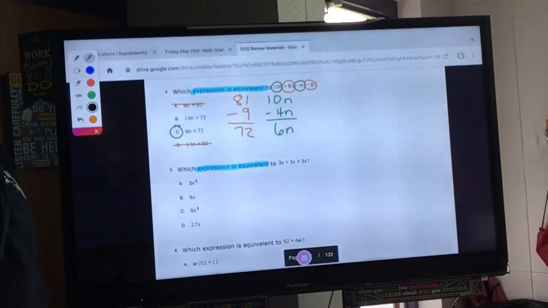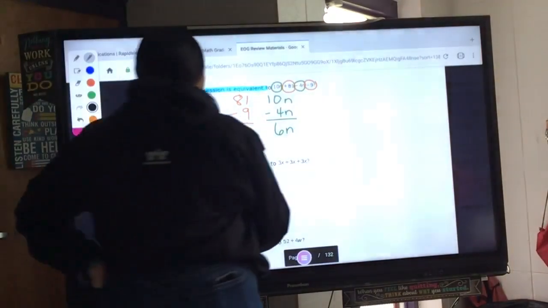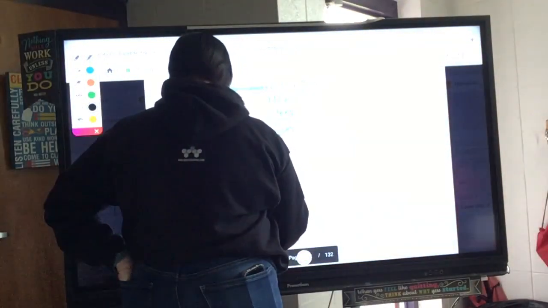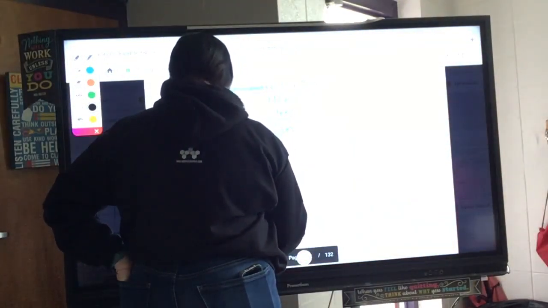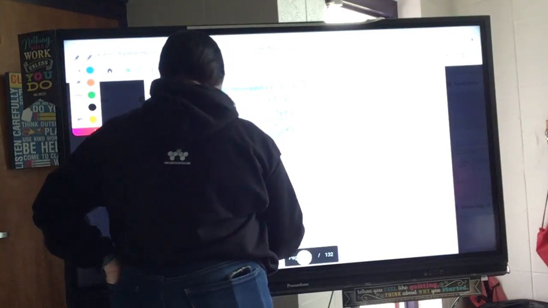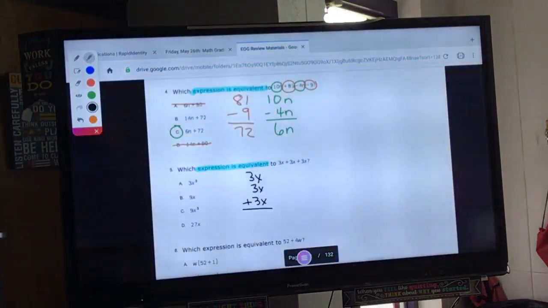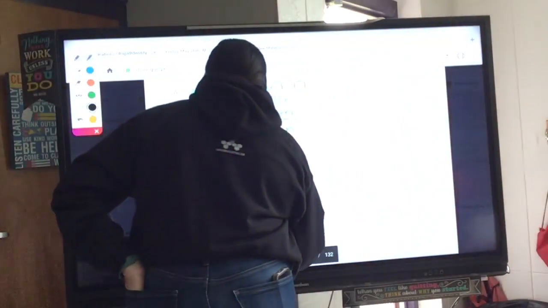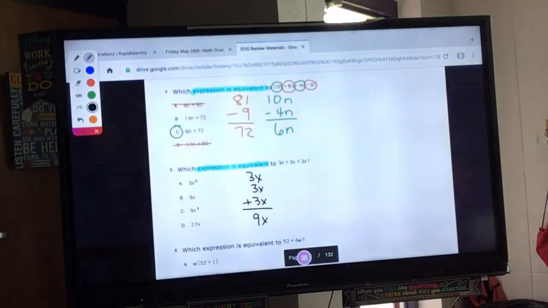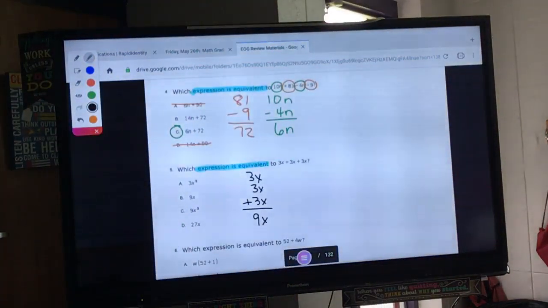You picked A? Okay, so I have a question for you. When you combine 3x, 3x, and 3x, what's 3 plus 3 plus 3? 9. That's still an expression, because we just turn around and stop. Expression doesn't have an equal sign. So this one still doesn't have an equal sign.